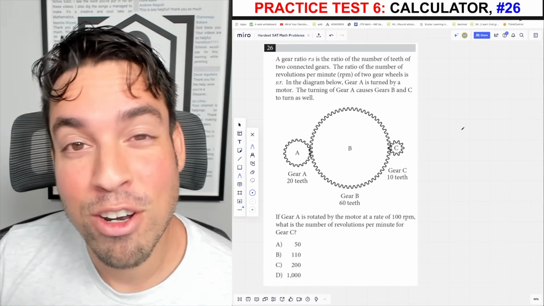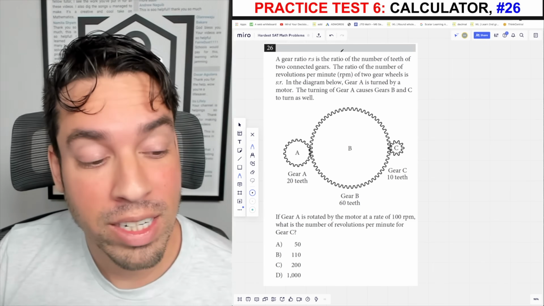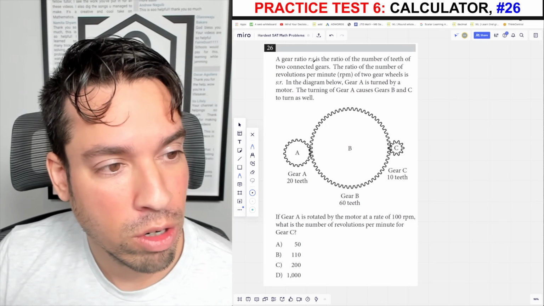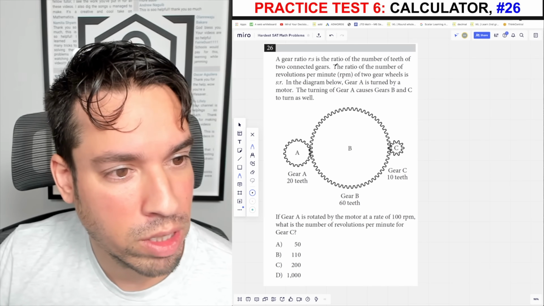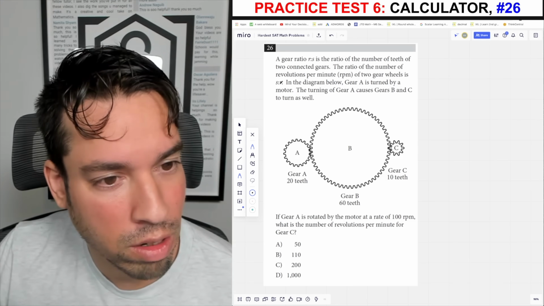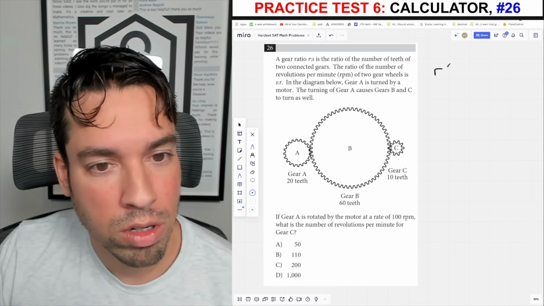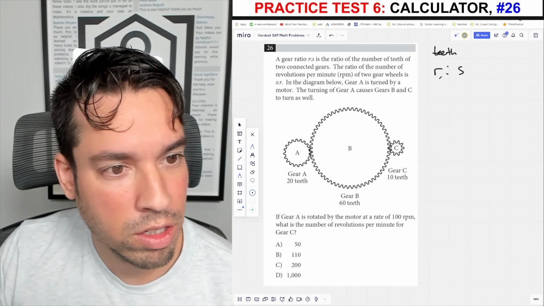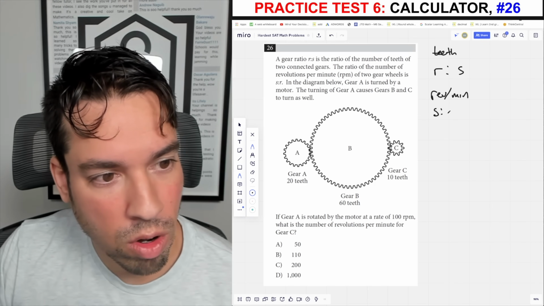This question is no joke with the gears and the diagram and all this stuff, and then this ratio. So it's super, super intimidating, but we're just going to break it down step by step. A gear ratio, R to S, is the ratio of the number of teeth of two connected gears, okay? The ratio of the number of revolutions per minute of two gear wheels is the inverse, S to R. So this is R to S is the number of teeth of two connected gears. The ratio of the number of revolutions per minute is S to R.